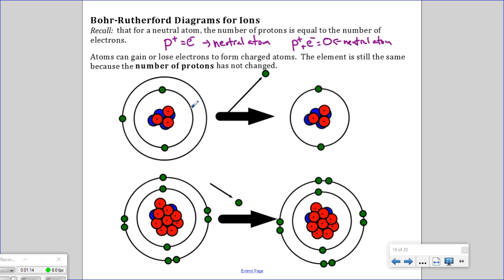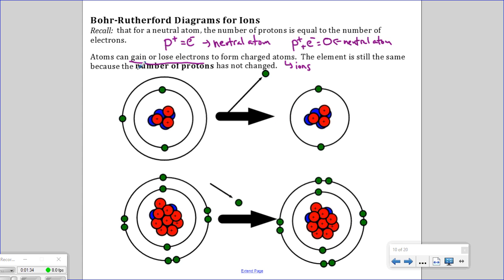Now, atoms can gain or lose electrons, and this is the whole reason behind the formation of ions. When they gain or lose electrons, they form charged atoms. Those charged atoms are what we call ions. The element is still the same because the number of protons has not changed.